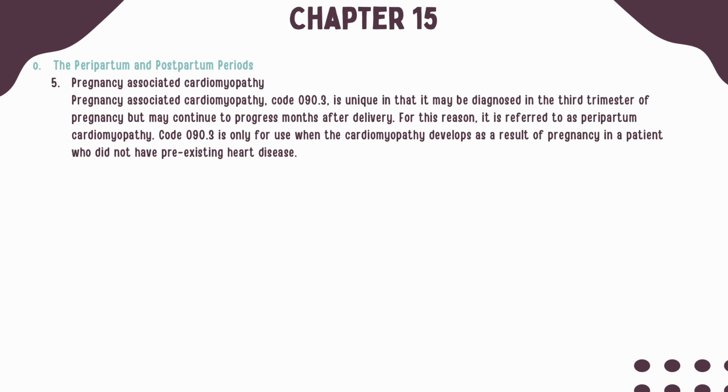Pregnancy-associated cardiomyopathy can be diagnosed in the 3rd trimester and possibly can continue to progress for months after the delivery. It may also be referred to as peripartum cardiomyopathy. Code O90.3 should be assigned only when the cardiomyopathy develops as a result of the pregnancy, and it should not be used when there is a pre-existing heart disease.